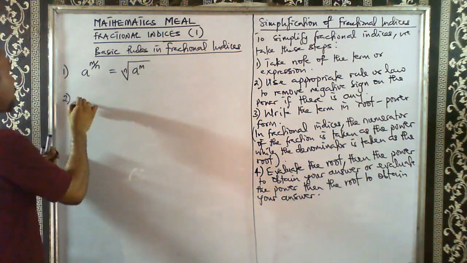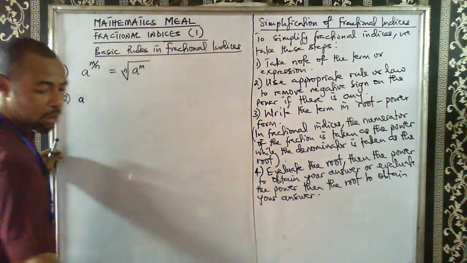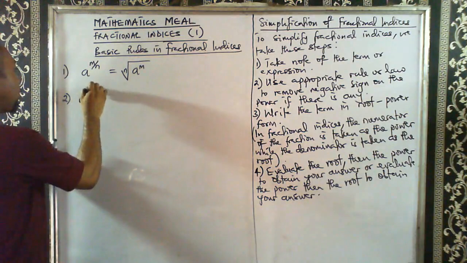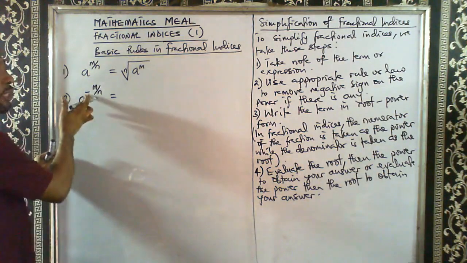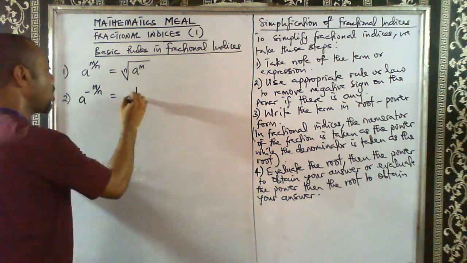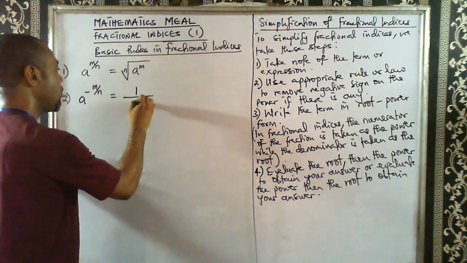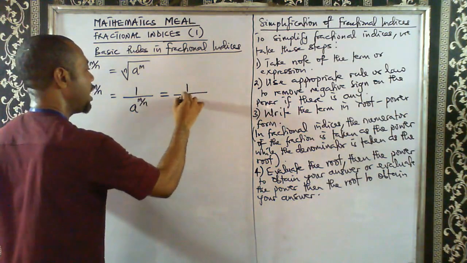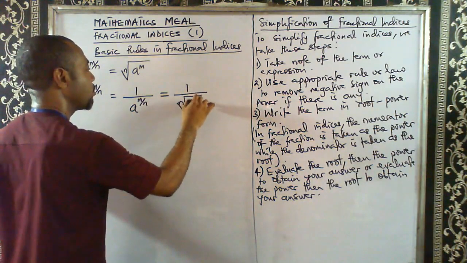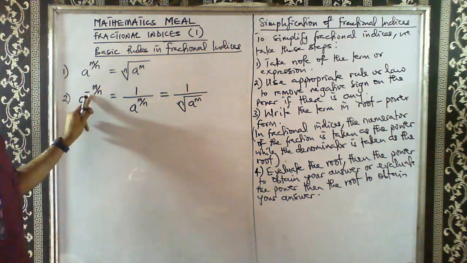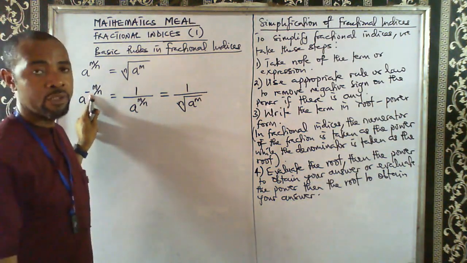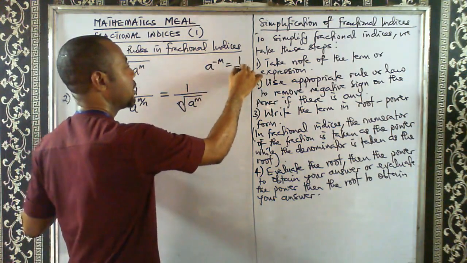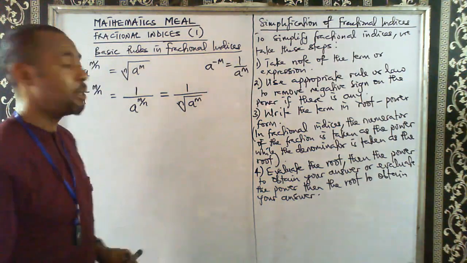So now if there is a negative sign, let's say I have rule number 2 now. I have a raised to power negative m over n, a raised to power minus m over n. The first thing is to remove the negative sign. So I have 1 over a raised to power m over n, and this can now be 1 divided by the n-th root of a raised to power m, because of the negative sign. You remember the fourth law of indices, where we say that the negative index is the reciprocal. You still remember this in basic indices.